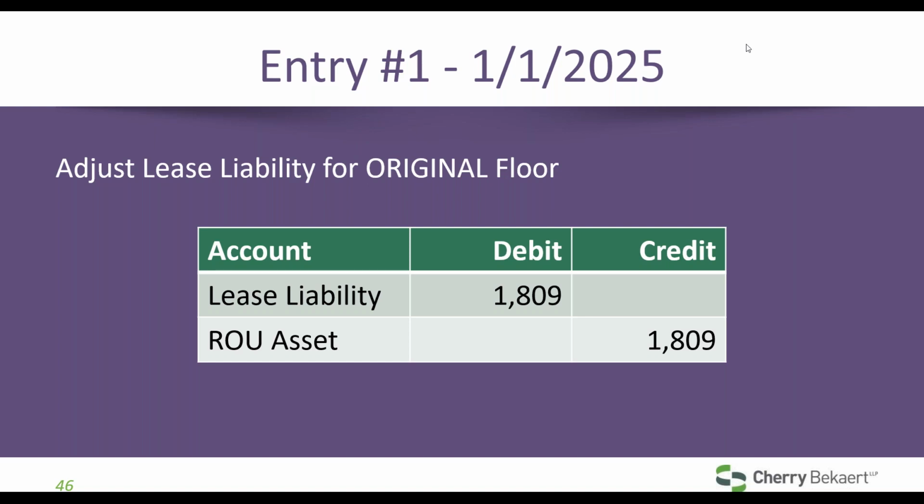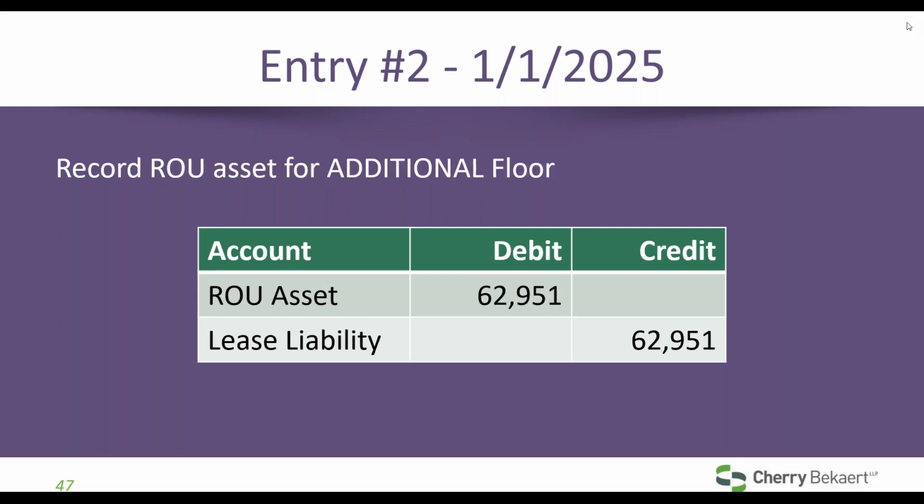But we had this additional floor that we need to record as well. Similar to a just plain old simple lease, the entry that we would use to record the additional floor would simply be a debit to the ROU asset for $62,000 and a credit to the liability for the same amount. And that would be how we would record the modification.